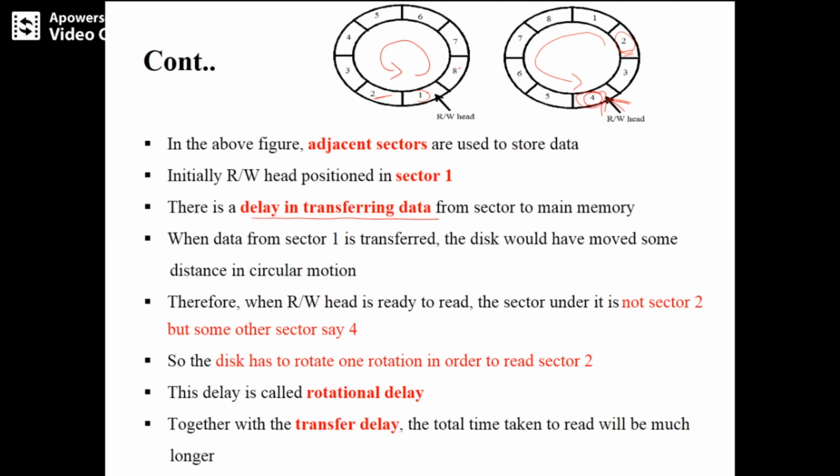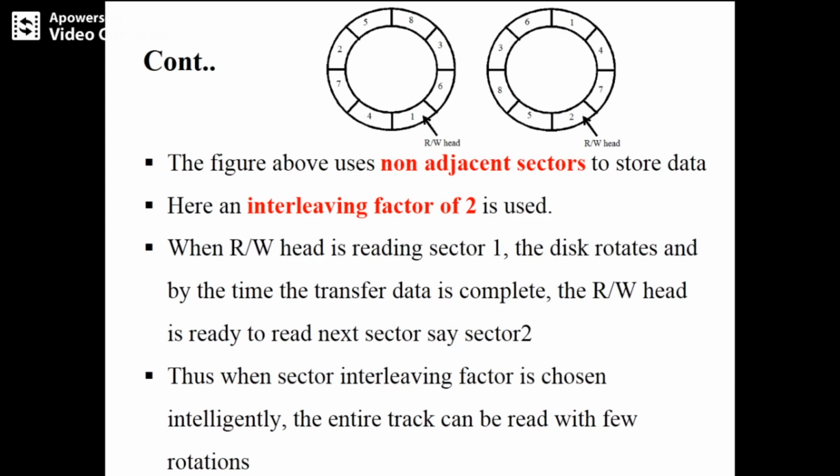Instead of this type of organization, let us go for non-adjacent sectors, where we can reduce all these delays. If we choose non-adjacent sectors properly, we can reduce this type of delay. So what exactly are non-adjacent sectors? Say this is one single track with different sectors. My first sector is 1, and next I will leave a gap using an interleaving factor of 2.